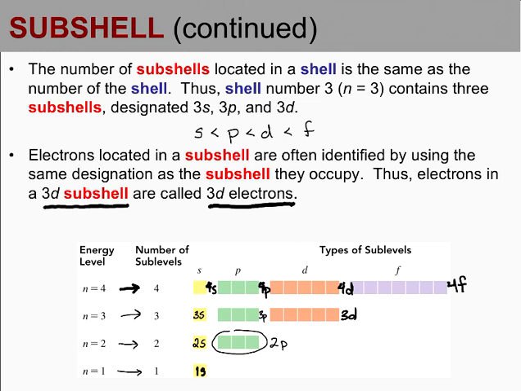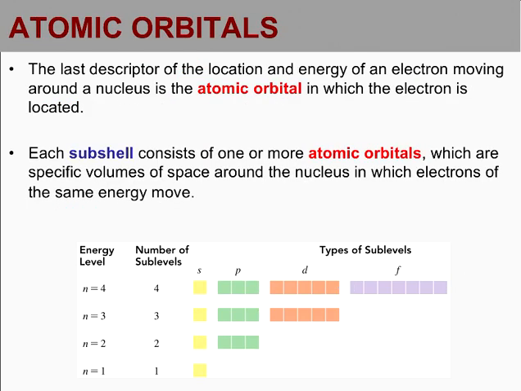Now we can take this a step further, and now we can also talk about atomic orbitals. So in our analogy from earlier, atomic orbitals were the different hotel rooms. So this is the last way that we can designate where an electron is located around a nucleus. So each subshell consists of one or more atomic orbitals. And these are specific volumes of space around the nucleus in which electrons of the same energy move.